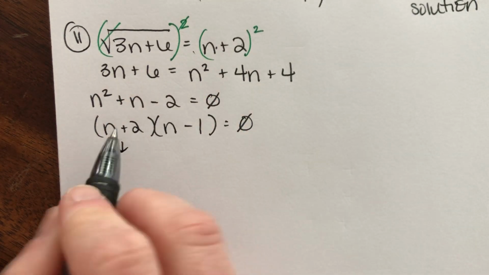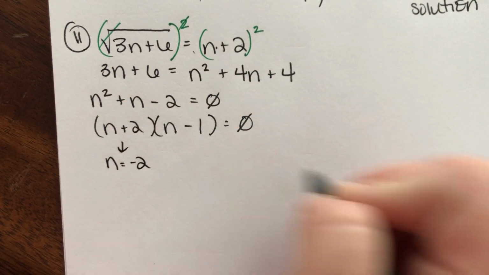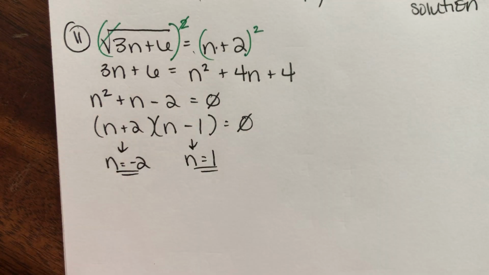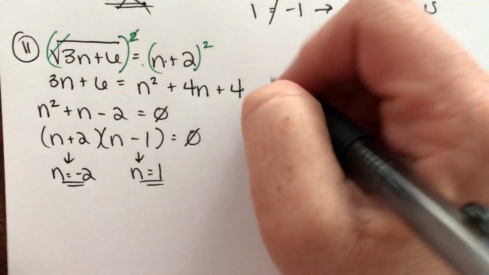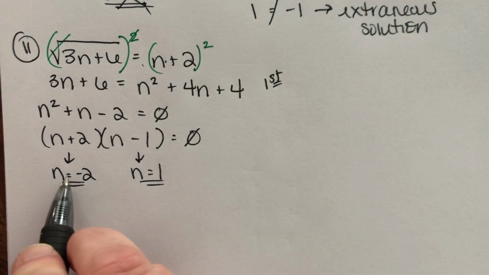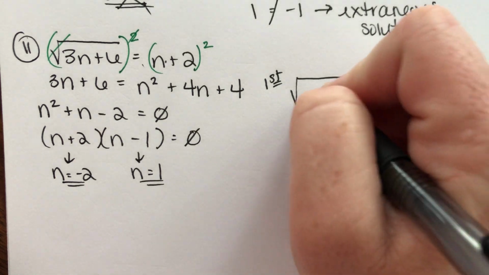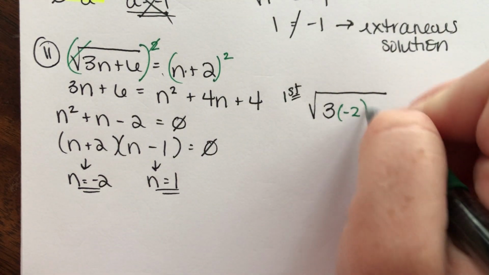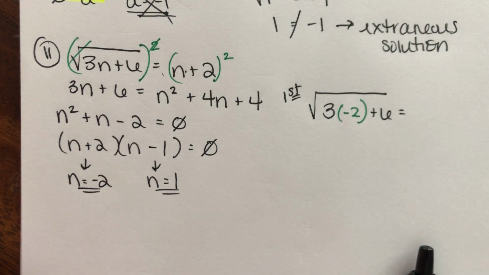And so if we set each of these parentheses equal to 0, we get n equals negative 2 and n equals positive 1. Now we need to go back and plug these both in to the original equation to see what works. So first, I'm going to use n equals negative 2. So square root of 3 times negative 2 plus 6 equals negative 2 plus 2.